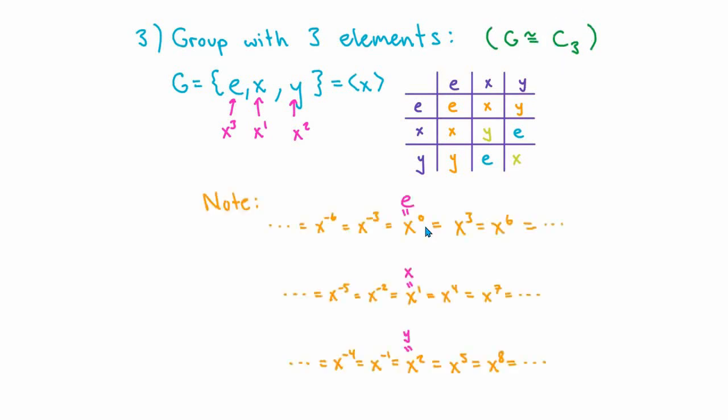Now, just as in the previous example, if you keep taking higher powers of x, they're just going to cycle around, and it's pretty easy to see why that happens. That's something that we're going to take a look at in more detail in our video about cyclic groups. But if you think about the division algorithm, or if you know something about the integers modulo 3, then maybe you can already see what's going on here.